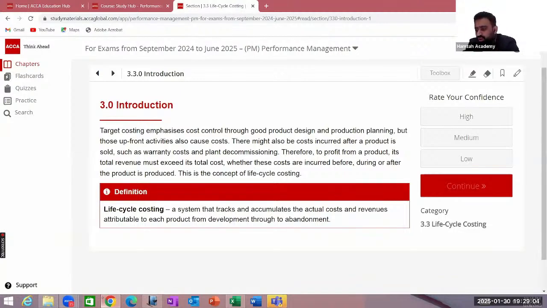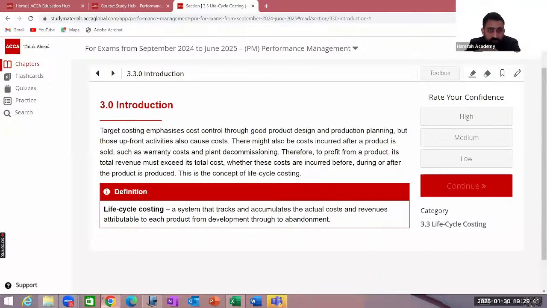So there might also be a cost incurred after a product is sold, such as warranty cost and plant decommissioning cost. Therefore, to profit from a product, its total revenue must exceed the total cost. Now, in life cycle costing, we should not consider revenue of 1 or 2 years. We should consider the total revenue of the product over the life of the product, and the total cost of the product over the product life cycle.